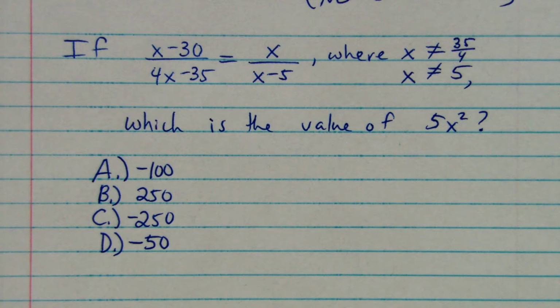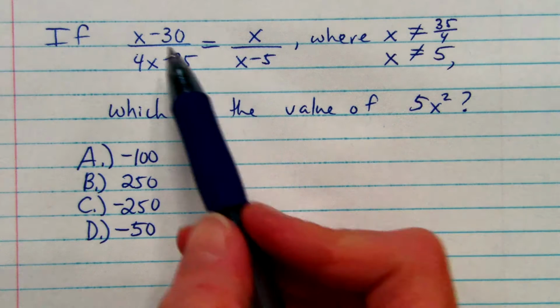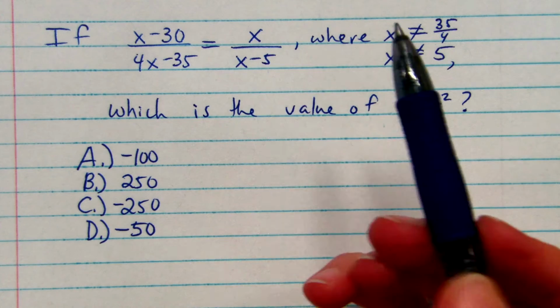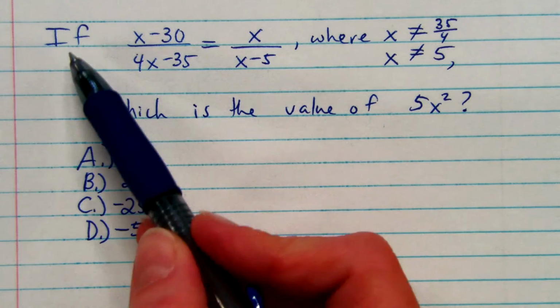All right, this is the hint for the PSAT NMSQT number 12 problem from fall 2016 on the no calculators section. They've given us a rather complex equation with rational expressions on both sides, which means fractions on both sides. So it gives us the equation.